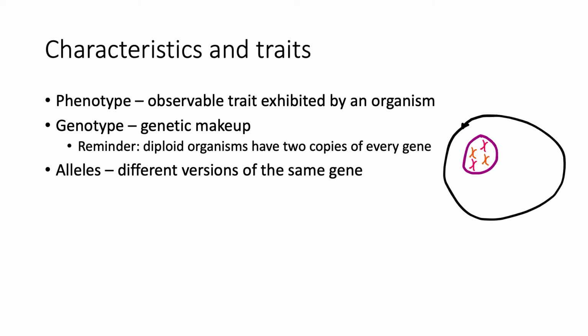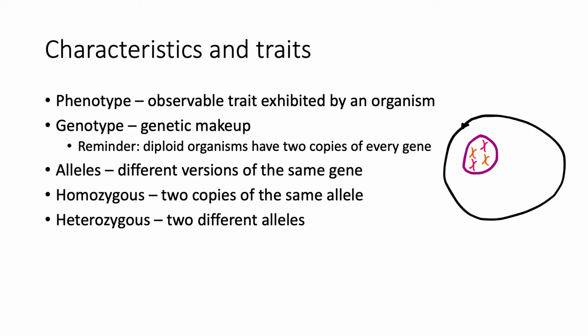Now, homozygous genotype means that a diploid organism has 2 of the same allele. So for example, all humans have 2 copies of the eye color gene in their cells. If you have 2 copies of the blue allele or 2 copies of the brown allele, you would be homozygous for either the blue or brown allele. Now, the opposite of homozygous is heterozygous, which is when you have 2 different alleles as your genotype. So for our eye color example, 1 copy of blue and 1 copy of brown.